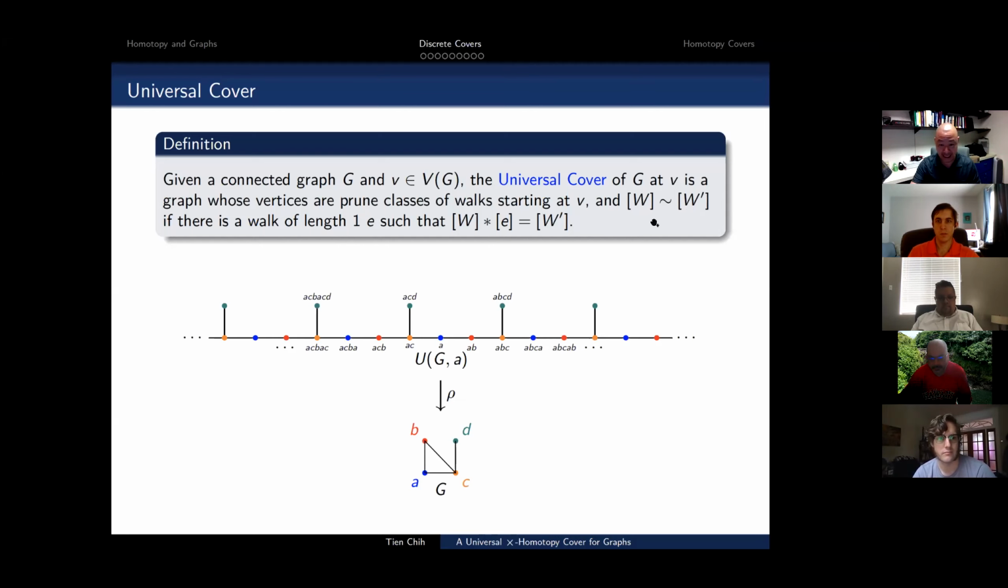So let's say I have this graph ABCD as such, right? Then starting at A, AB, AC, ABC, ABCD, ABCA, right? These are all of my walks here, and they're connected if there's a step in between those walks. And then I can walk backwards and I get this thing here.